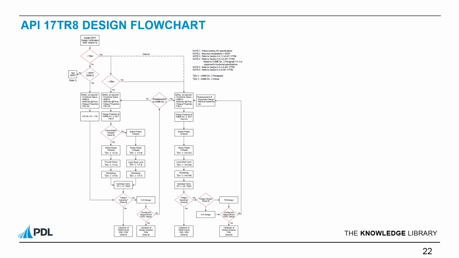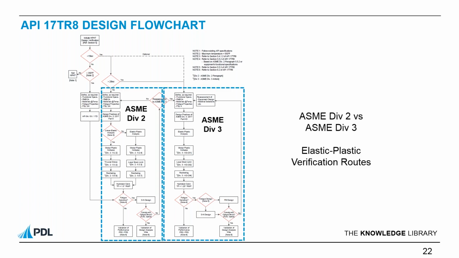So having hopefully gone some way to explaining the need for the alternative verification routes at higher pressures, I'd like to return now to the API 17TR8 design flowchart. I'm going to discount the verification routes for the lower pressure systems and just focus on what we do for the most extreme cases. So as we've discussed, both ASME VIII Division 2 and ASME VIII Division 3 have a nonlinear elastic plastic verification route. So let's take a few moments to compare the two methods.